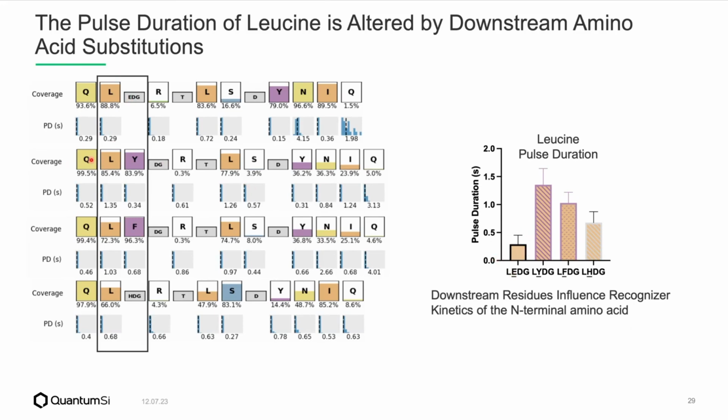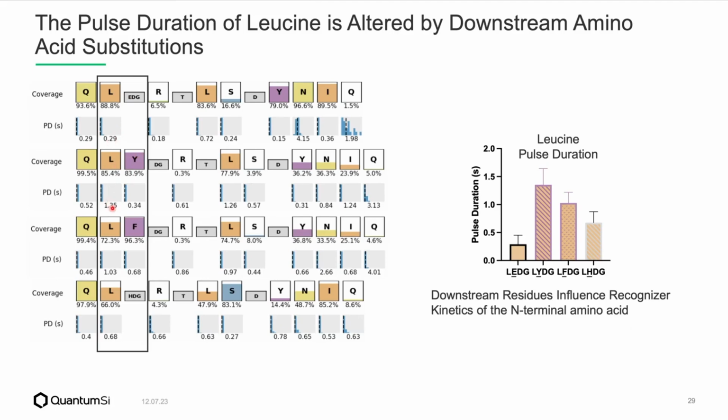We then make the change from this E residue into the tyrosine, shown in this position. This adds a new recognizable residue, but it also results in a corresponding change in the pulse duration of the leucine, going from 0.29 seconds with the glutamate to 1.3 seconds with the tyrosine.